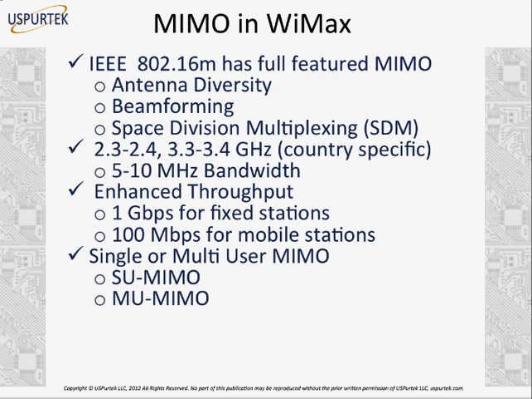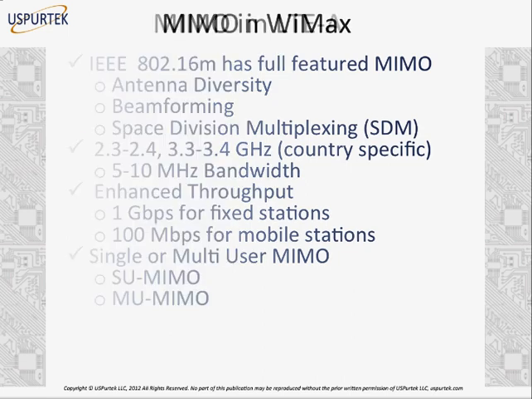Okay, let's look at how MIMO goes in WiMAX. So here the 802.16m version has full-featured MIMO. It supports all techniques: antenna diversity, beam forming, space division multiplexing. And you have these frequencies which are country specific, 5 to 10 megahertz bandwidth, and it has enhanced throughput. Now it supports two different configurations of MIMO, SU or single user MIMO and multi-user MIMO. We'll discuss in a little more detail what single user MIMO and multi-user MIMO are.